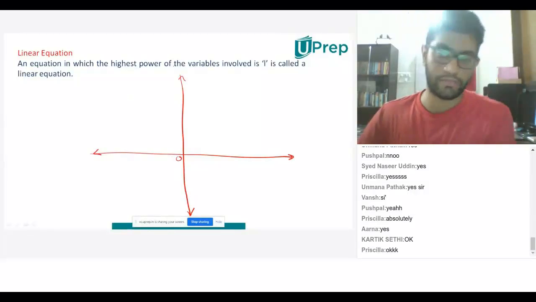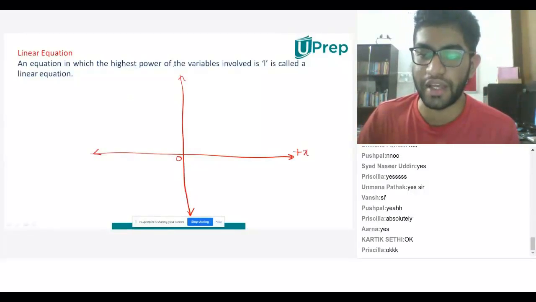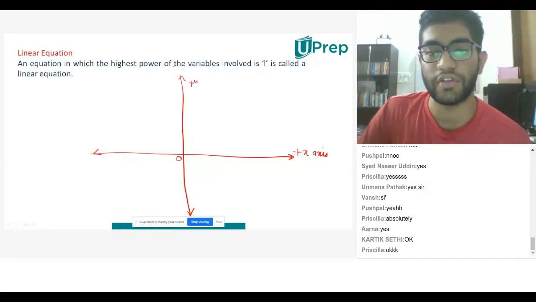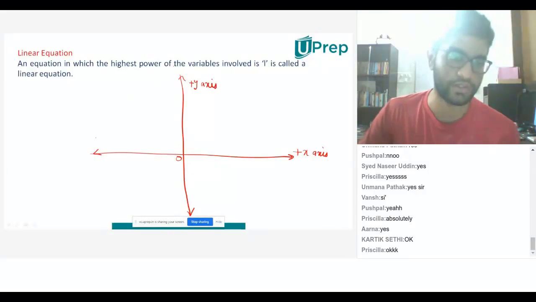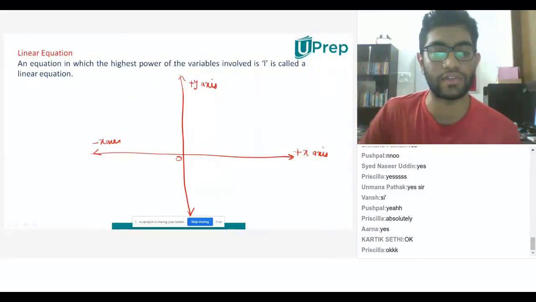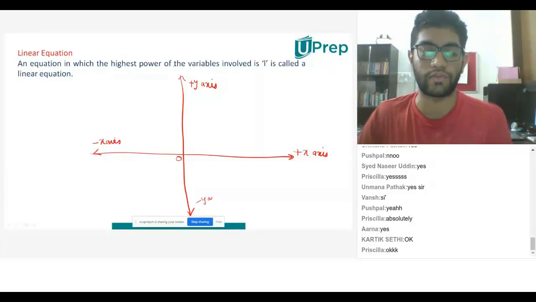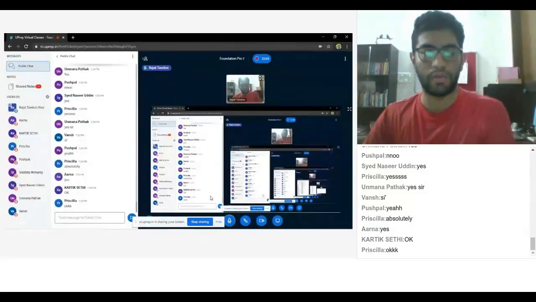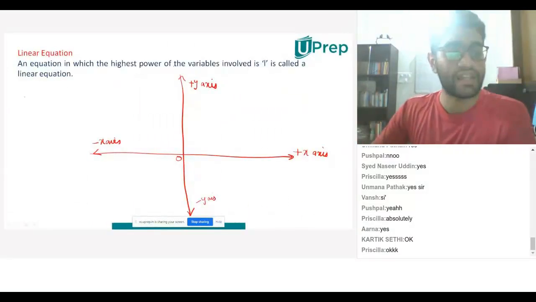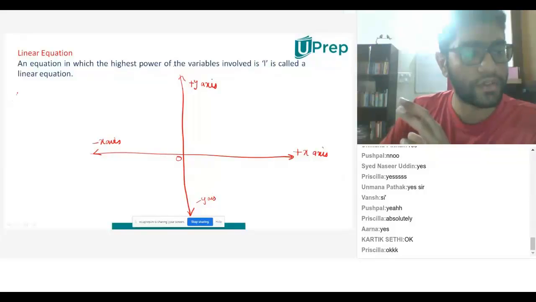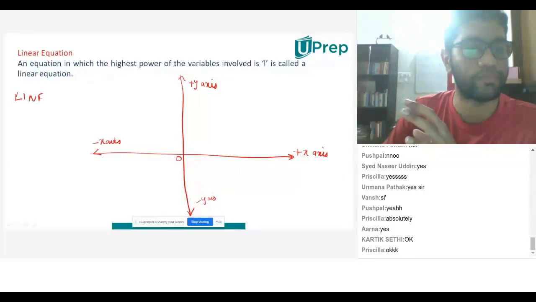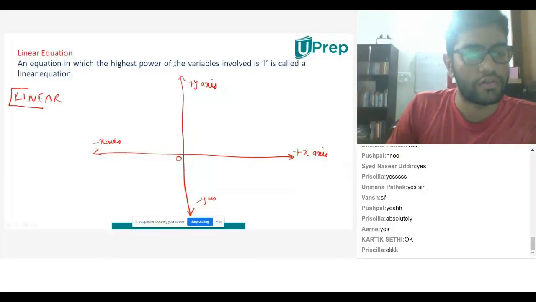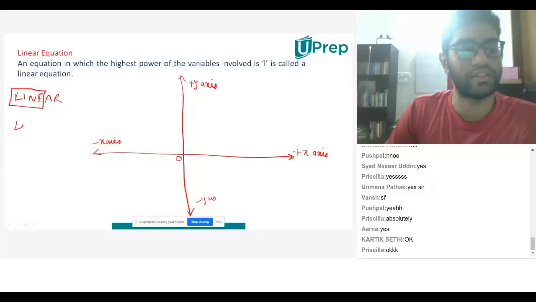This is called the origin. This is called the positive x-axis. This is called the positive y-axis. You guys know this. This is called the negative x-axis and this is called the negative y-axis. This is what is called the Cartesian plane. Now, let's look at something very, very simple. Our topic is linear equation. What is this word? Line. It says line.